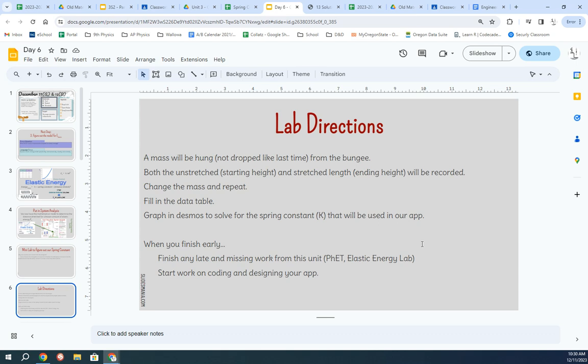So what we need to know is what mass we're putting on there. We need to know the unstretched bungee, or the starting height of the bungee, and the stretched length of the bungee, or the ending height of the bungee. And we're going to just change the mass and repeat this experiment a few times so that we can fill in the data table. Once we have the data table filled in, we can graph it in Desmos and solve for the spring constant.